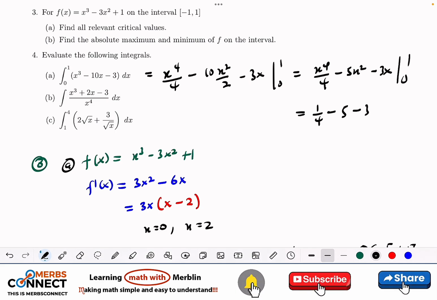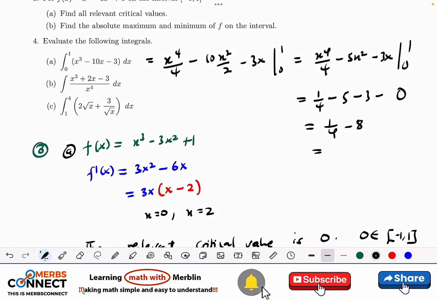Basically, this one is going to give us 3 minus. When I plug in 0, everything will go to 0. So I'm going to have 1 over 4 minus 8. And this is going to give us 4 times 8. What is 4 times 8? 4 times 8 should be 32, I think. Yeah, 32. So this is going to be giving us minus 31 divided by 4 as our final result.